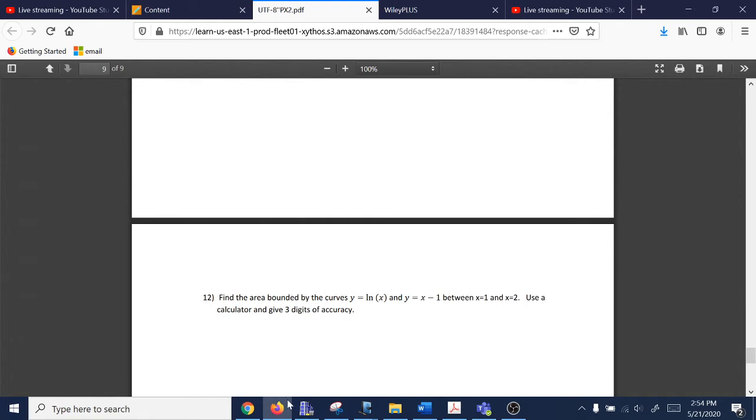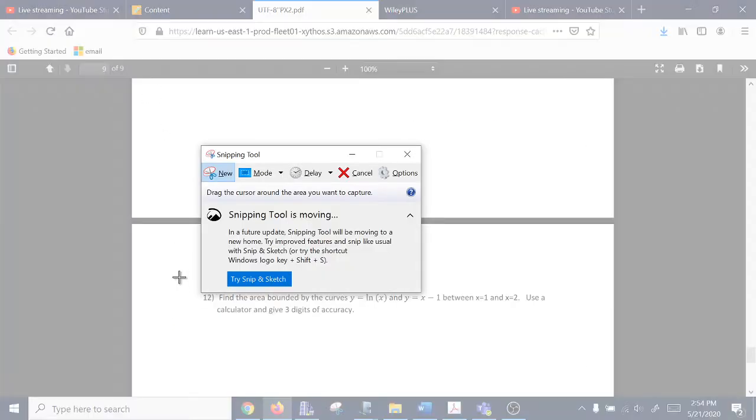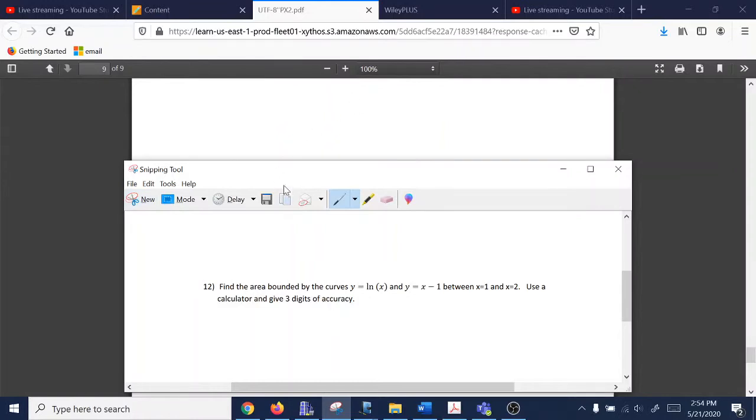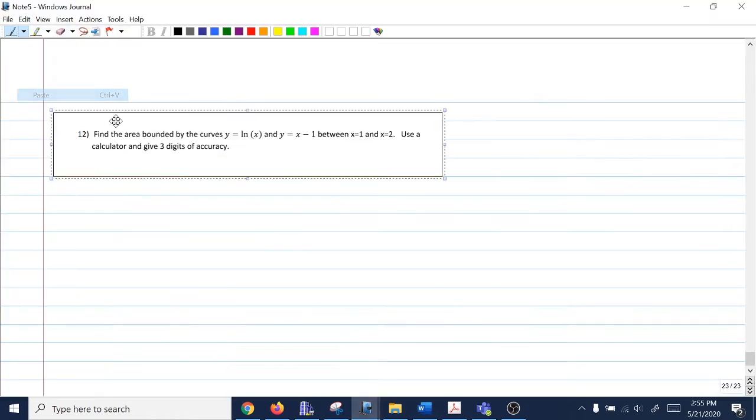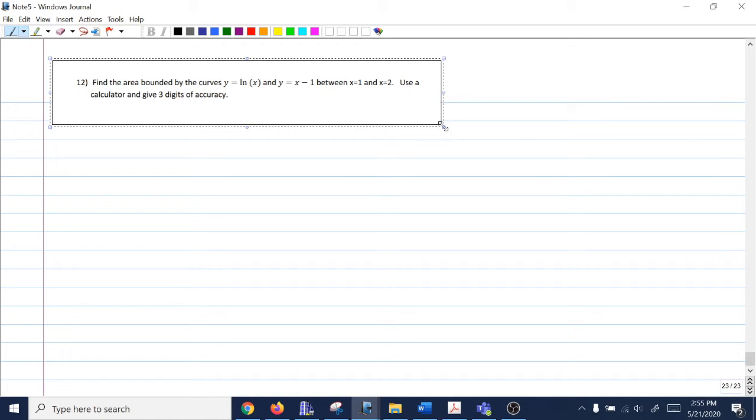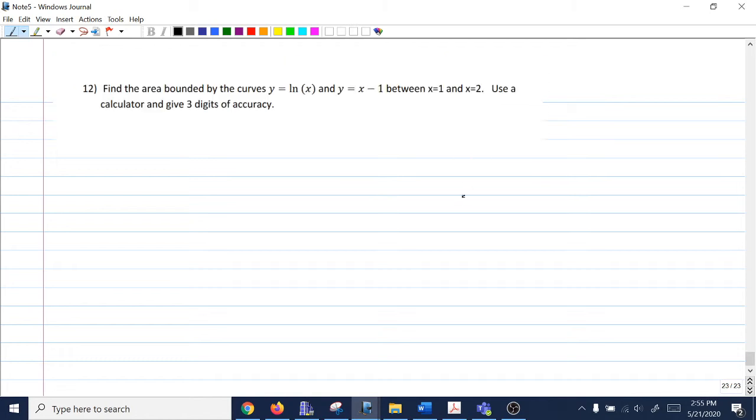And last one is number 12. Area bounded by a region. I want the total area bounded by the curves y equals natural log x and y equals x minus 1 between 1 and 2. What do these look like between 1 and 2? Why did I draw two vertical lines? Here's x equals 1. Here's x equals 2. I know what x minus 1 looks like. It's going to look like this, right?